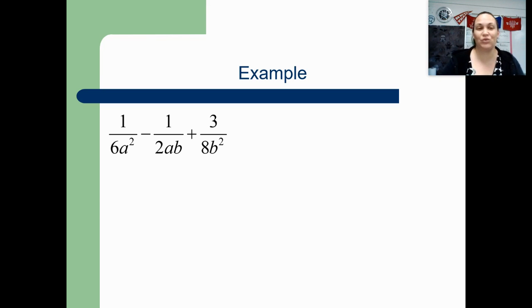I can change a 6 into a 24 if I multiply it by 4. I can change a 2 into a 24 if I multiply it by 12. And I can change an 8 into a 24 if I multiply it by 3. So part of my LCD will be 24.